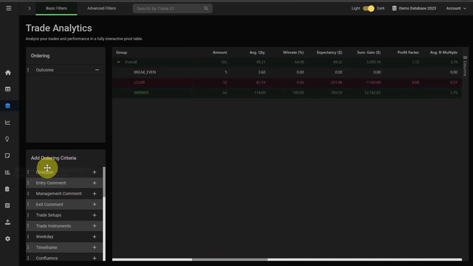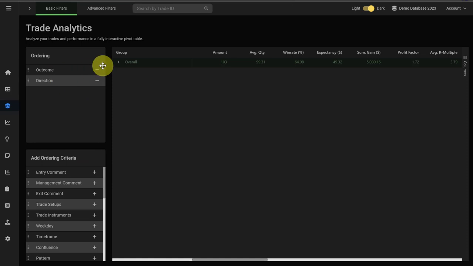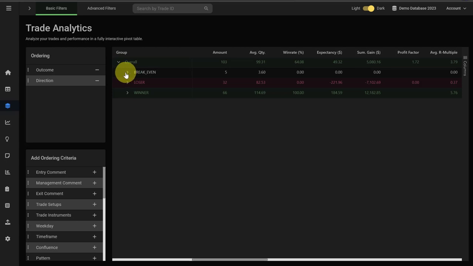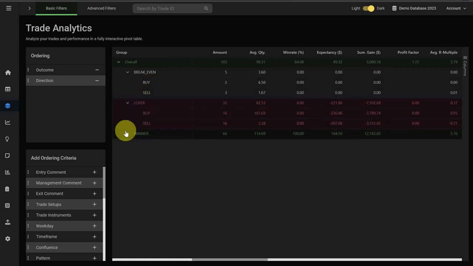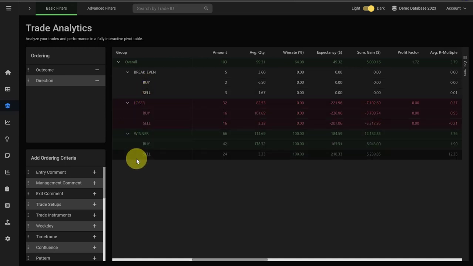But we can take it one step further. We can also add the ordering criteria of direction. We do that by clicking the plus icon, it comes here. And now you have two levels of breakdown. So on the first level, we have the outcome. And then on the second level, once you click on the arrow next to the outcome, you will get the breakdown between the buy and the sell, which in Edgewonk stand for long and short trades.